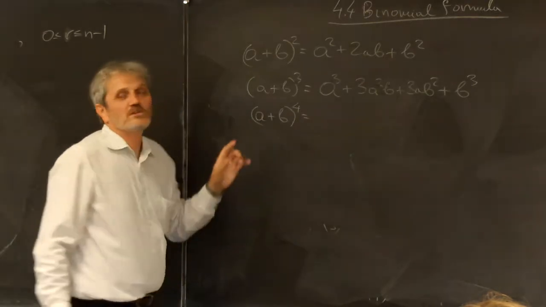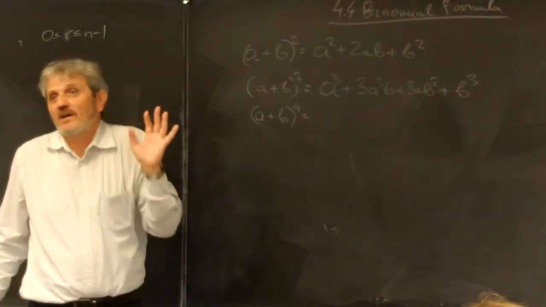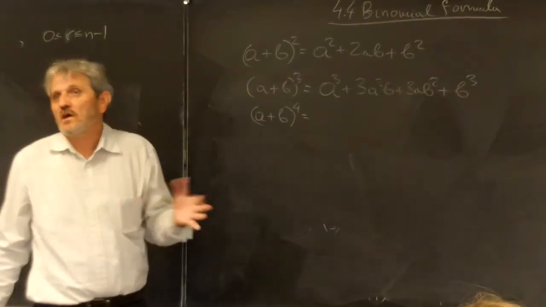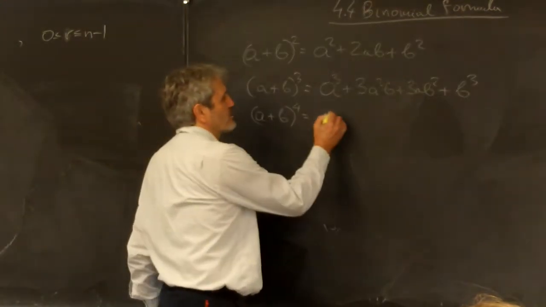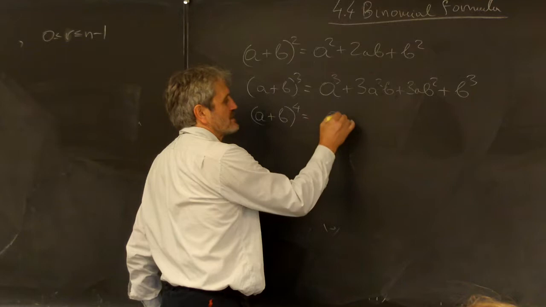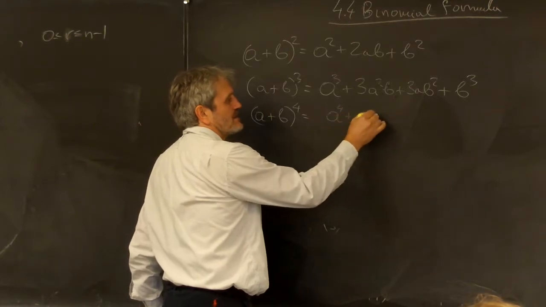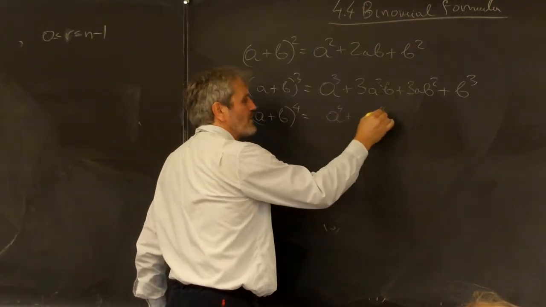So what would you predict? No one guarantees it, that's not proved. But what would you expect if the pattern continues? What will it be on the next line? Will it be A to the 4th, yes or no? Then what? A to the 4th, B to the 4th. I don't know the number yet.